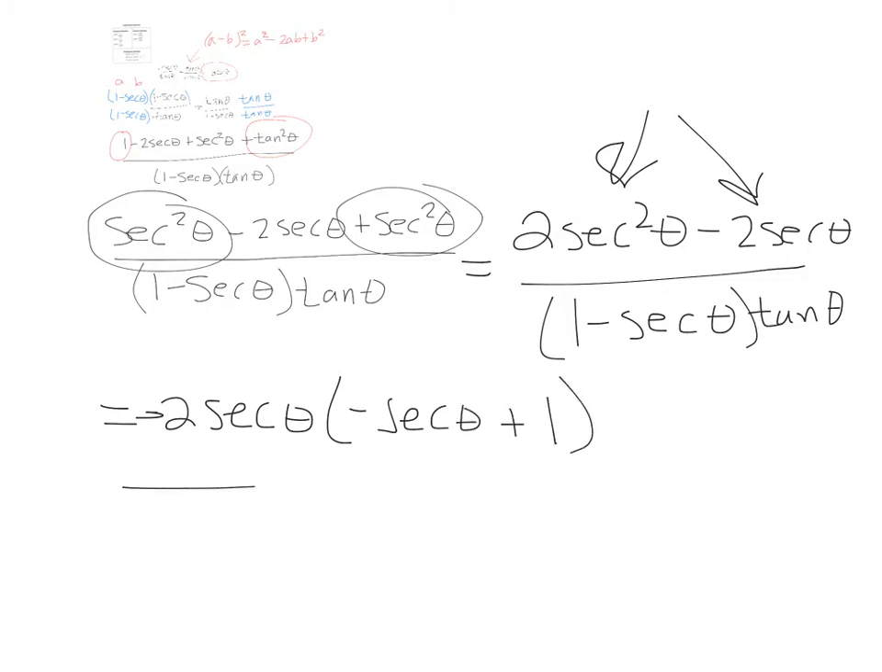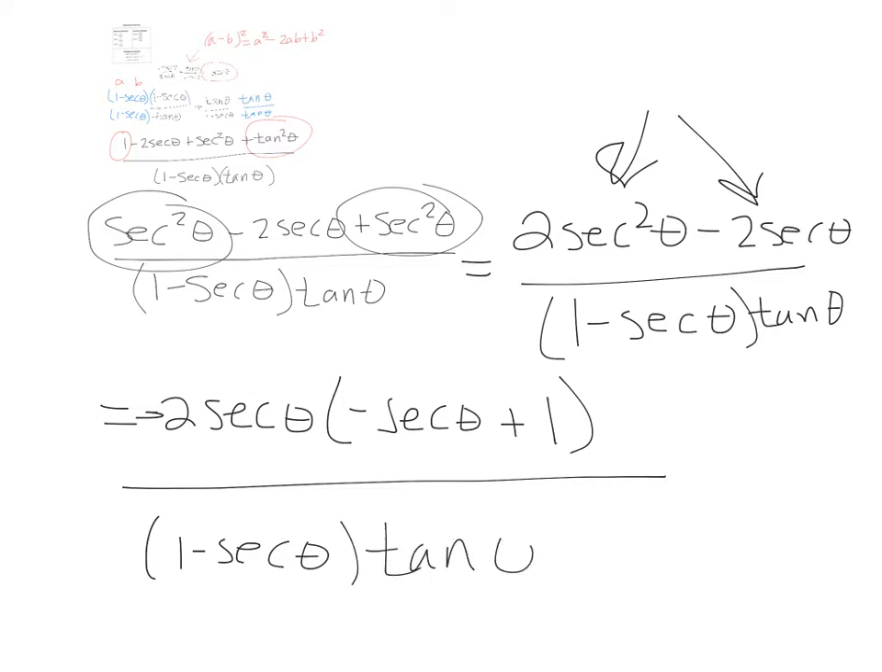I'm being real methodical about this. So that's 1 minus the secant theta, times tan theta. Now the reason for pulling out the negative 2, and let's make it clear that it's a negative 2 right here, is because if I pull out negative 2, then this and this are exactly the same. That's really what we wanted to happen, because we want to eliminate as much as possible. Negative secant theta plus 1 is the same as 1 minus the secant theta, and this crosses out, it's gone.